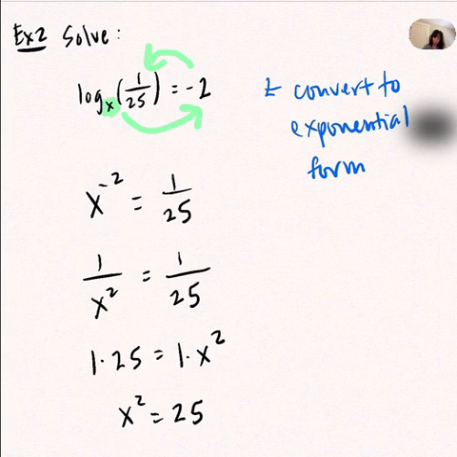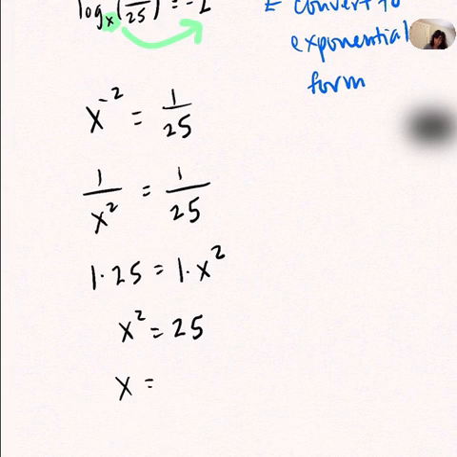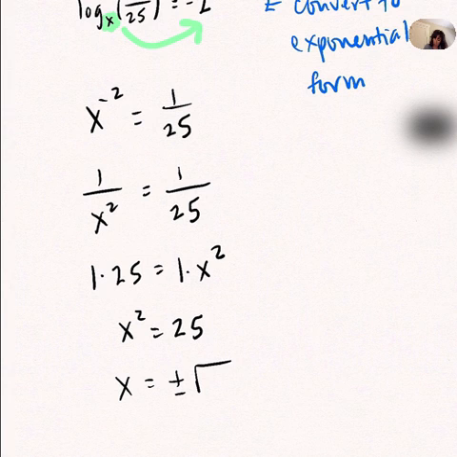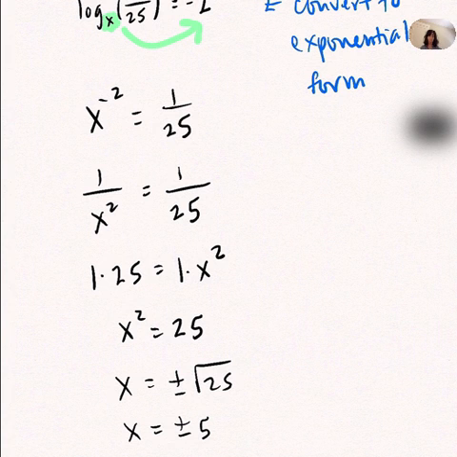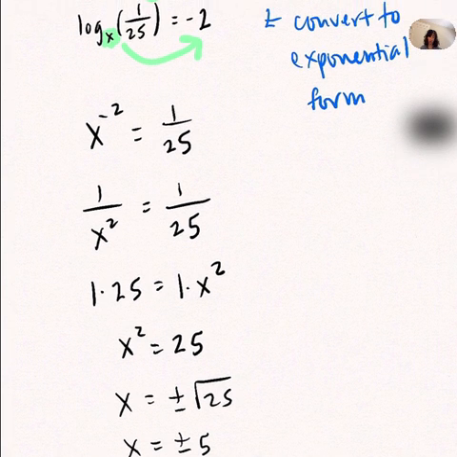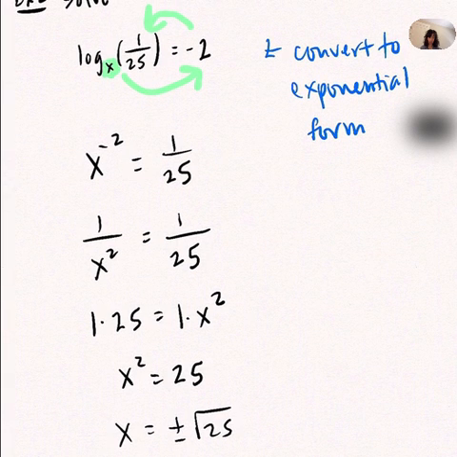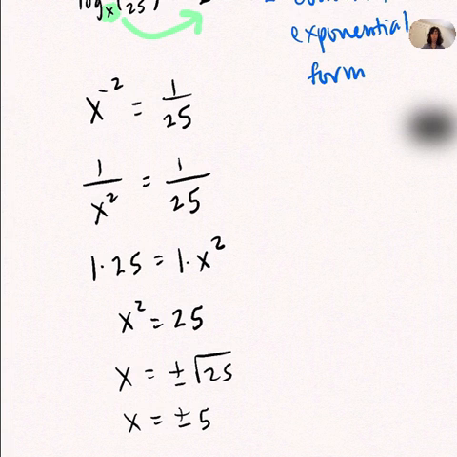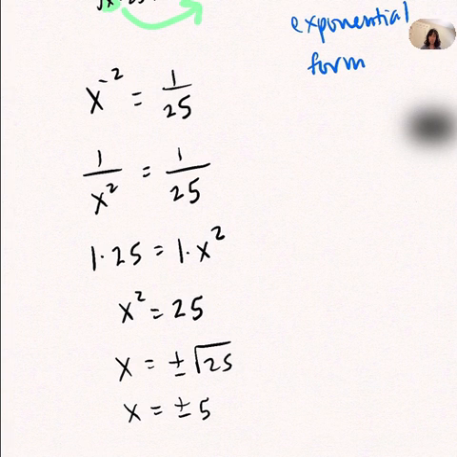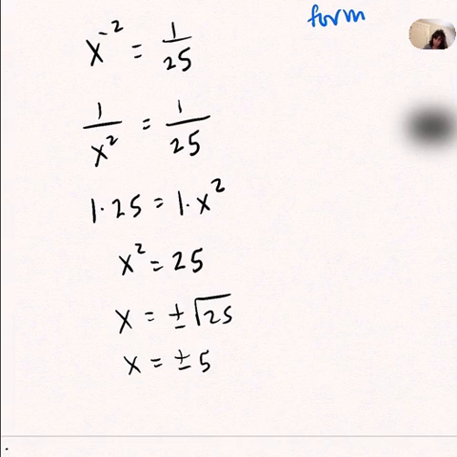So if we take the square root of both sides, we get x is equal to plus or minus the square root of 25, or x is equal to plus or minus 5. Now, it turns out only one of these numbers is an answer. And that is x equals 5.